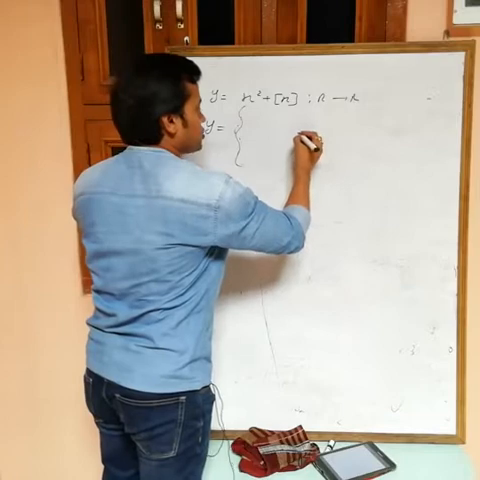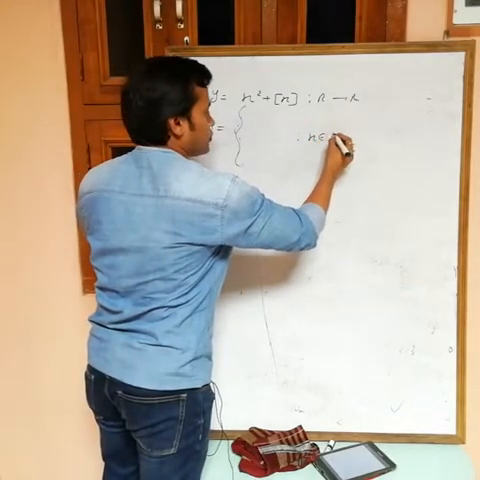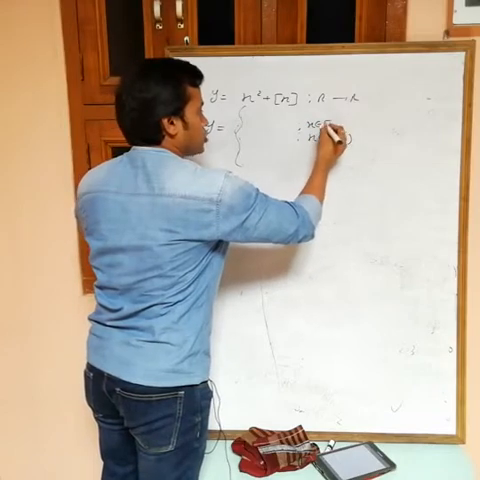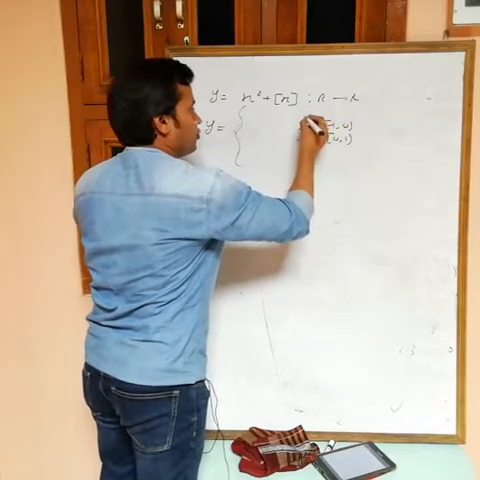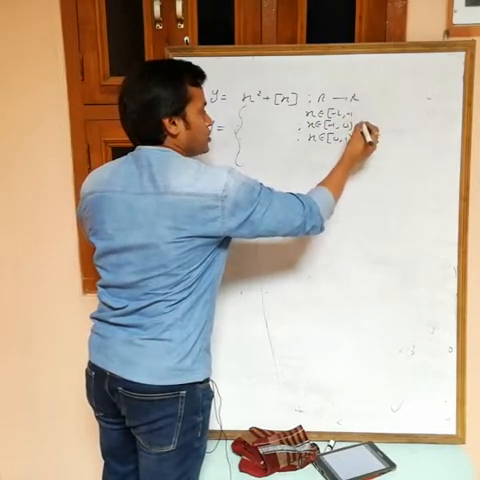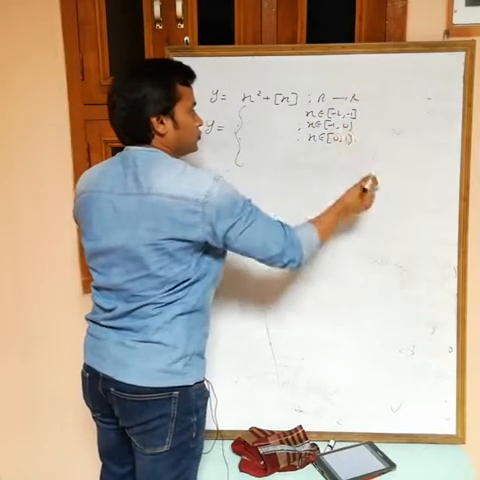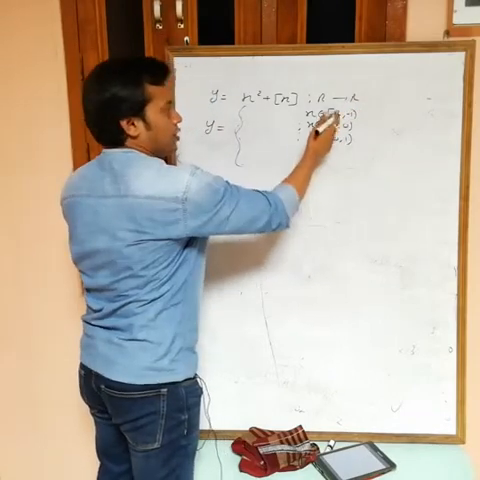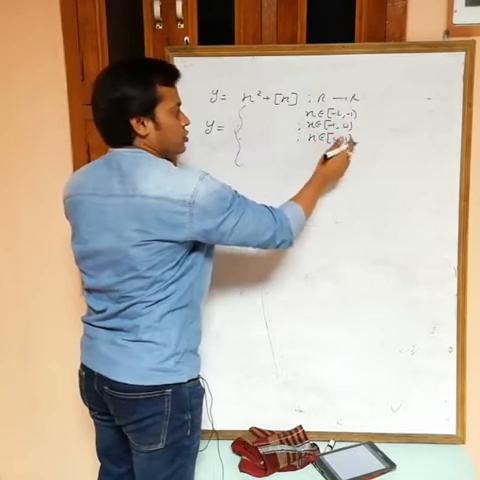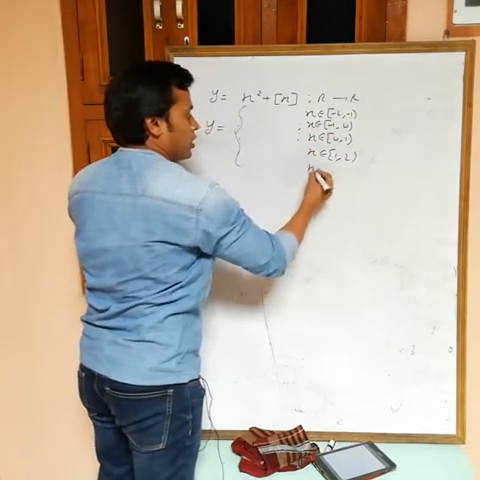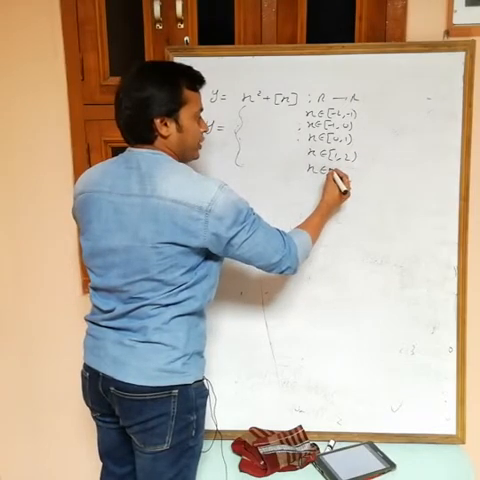Greatest integer of x, so I am taking values in intervals. First 0 comma 1, then x belongs to minus 1 comma 0, when x belongs to minus 2 comma minus 1. Like this one, minus 2 to minus 1, minus 1 to 0, 0 to 1, then x belongs to 1 to 2, and x belongs to 2 to 3.